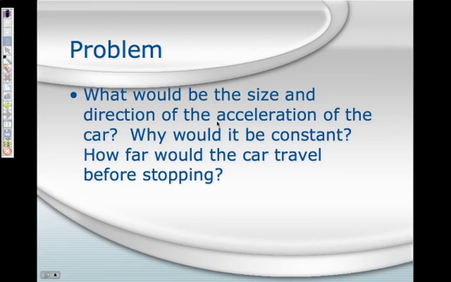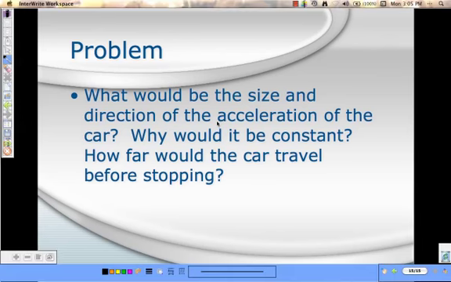This is still applying to that question. What would be the size and direction of the acceleration of the car? That's what we're looking for here. So now, what do we know? We know VF and VI, don't we? What's our final velocity? And our initial? 30. And then what else do we know?